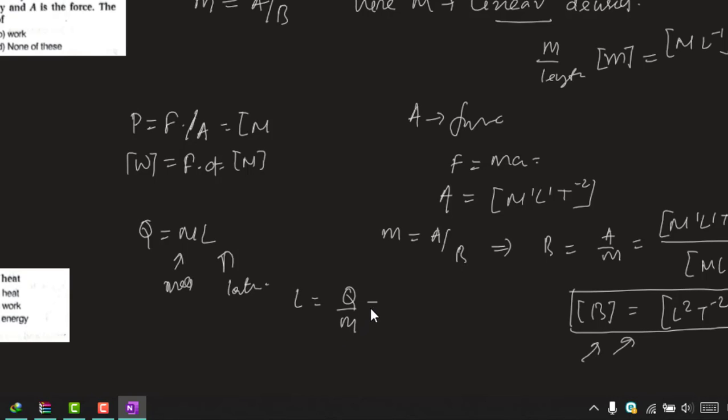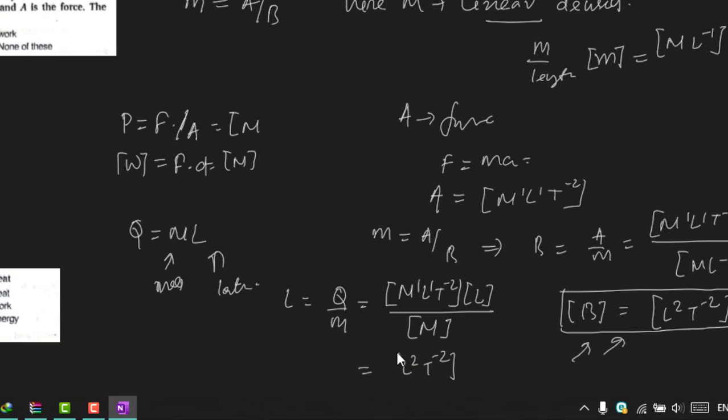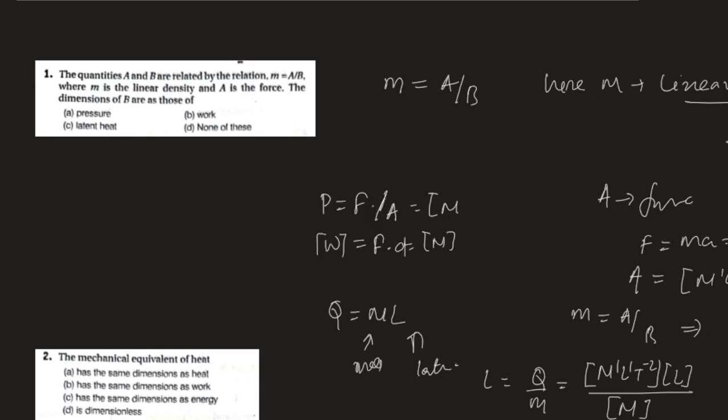So L can be written as Q by m, and Q is heat, and the dimension of heat and work is the same. So we can write the dimension of work, that is force times distance. In case of force it is M^1 L^1 T^-2, and distance is L, divided by M. So how much will we get? M will get cancelled, and we will get L^2 T^-2. Hence the dimension of latent heat is the same as the dimension of B. So for this case the correct answer is latent heat.